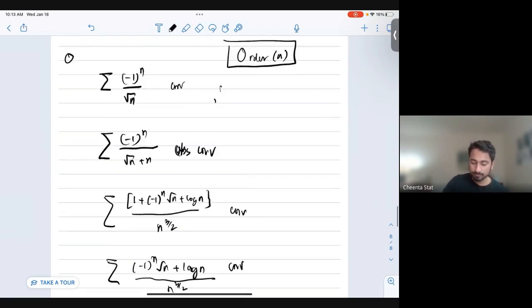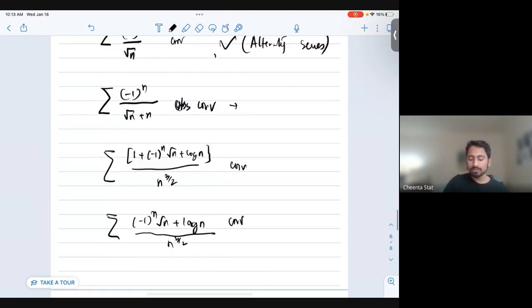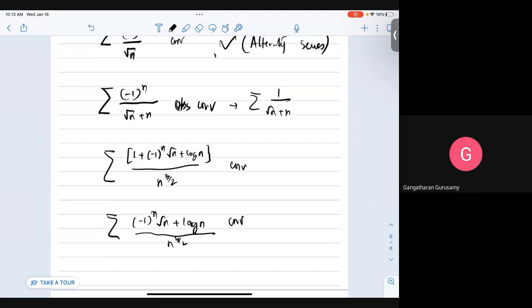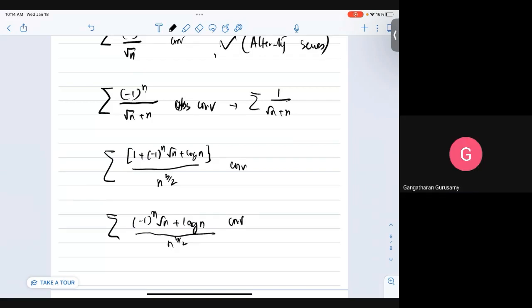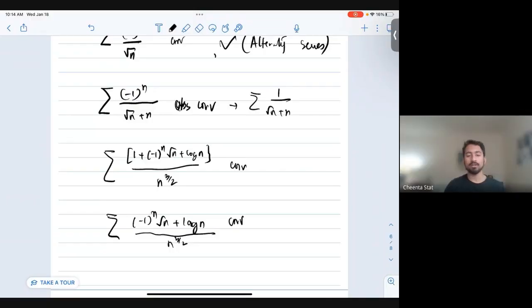All of you got this? Yes or no? So now absolute convergence here. Just take 1 by root n plus n. Is this convergent or not? No, sir. Why? By P test, sir. P is less than 1. Yeah, you're right, P-test. But how do you show that?